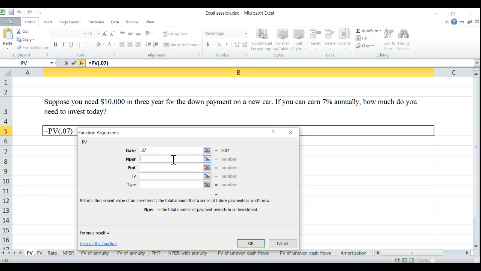Then it is asking for the number of periods, NPER. NPER is the total number of payment periods in an investment. So in this question we have 3 years.